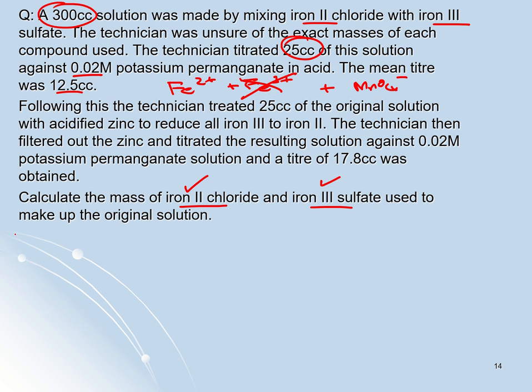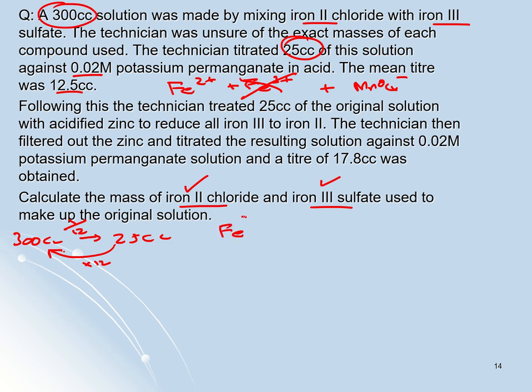Okay, now let's have a look at where we go from there. We started off with 300 cubic centimeters of the solution. We took out 25 cubic centimeters for the titration. So that's 1/12 of the volume, and along with that will only come 1/12 of the moles. So at the end we have to remember we're going to have to scale back up by a factor of 12. So have that in the back of your mind.